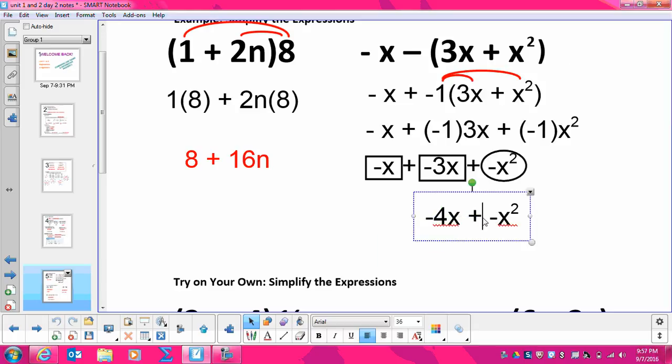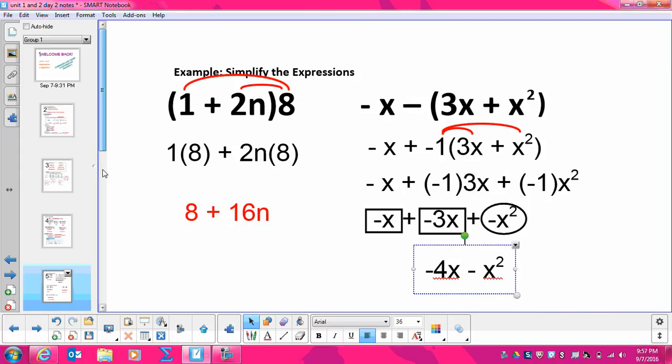I would just chop off this plus sign and keep it as minus x squared. That'd be my final answer. Okay? Alright, sorry that took so long.